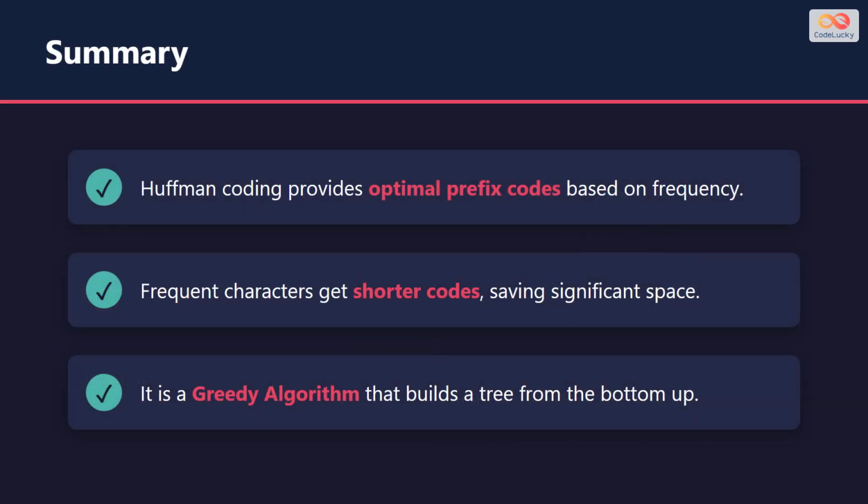To summarize, Huffman coding is an efficient, greedy algorithm that builds optimal prefix codes. By giving frequent characters shorter codes, it saves significant space, making it a cornerstone of modern file compression formats like zip and JPEG.